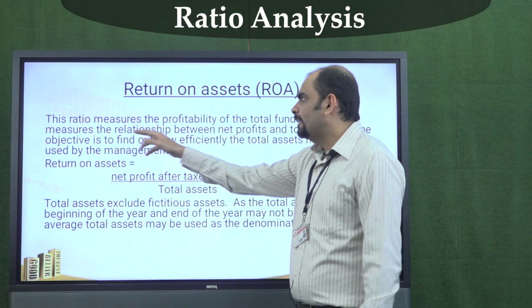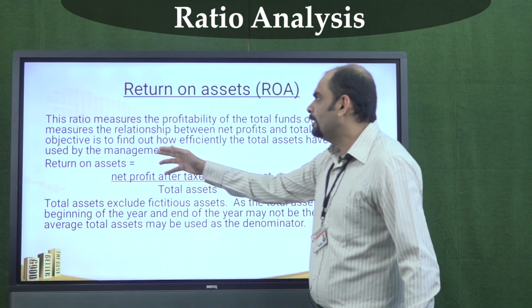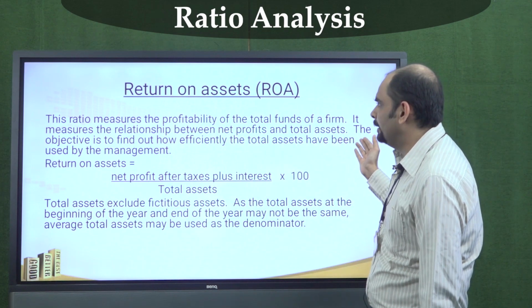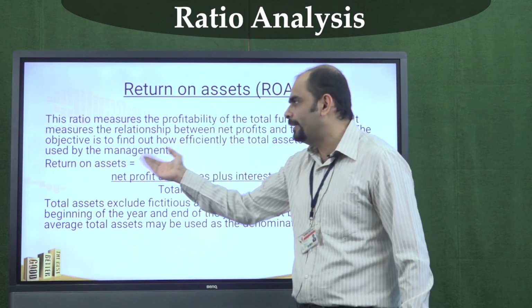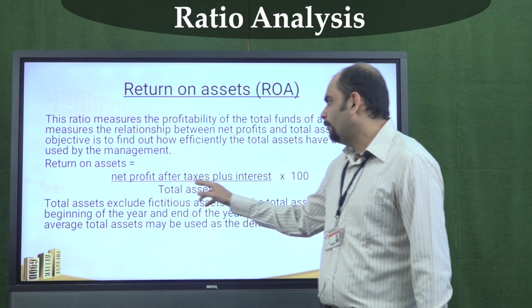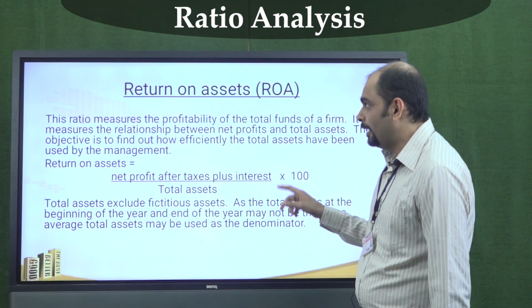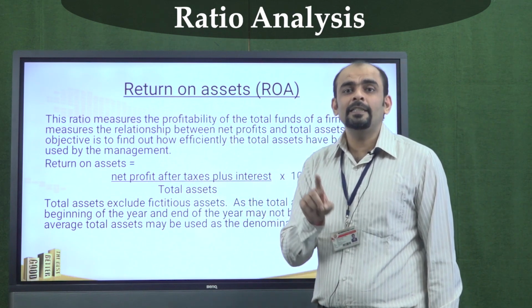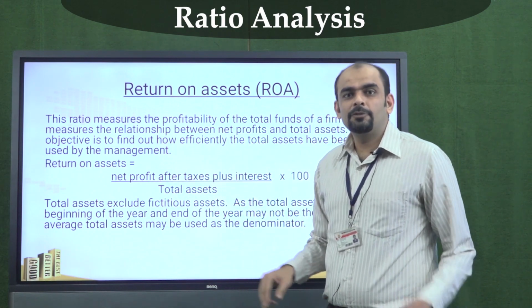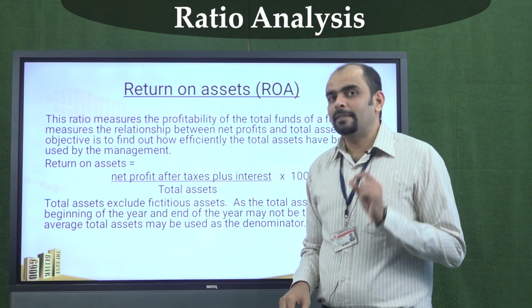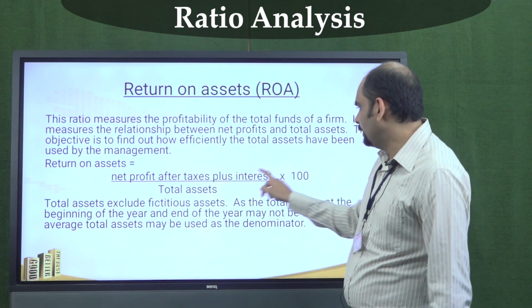Return on asset: this ratio measures the profitability of the total funds of a firm. It measures the relationship between net profits and total assets. The objective is to find out how efficiently the total assets have been used by the management. So net profit after taxes plus interest upon total assets into 100. Now be very careful when you are using any of the profitability ratios. When net profit comes, you need to focus very carefully to avoid mistakes in exam. Here you use net profit after taxes plus interest upon total assets into 100.